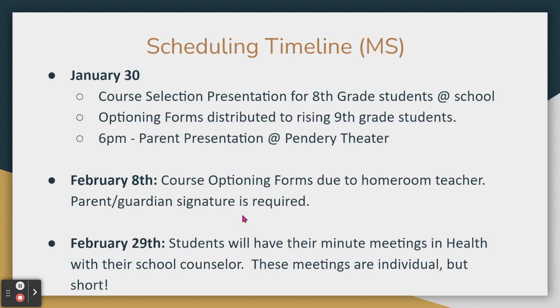For middle school, January 30th, there will be a course selection presentation at the school. Optioning sheets will be distributed to rising ninth graders. And at 6 p.m., there will be a parent presentation for interested students and families at the Pendry Theater. On February 8th, those optioning sheets will be due to the homeroom teacher, and the parent or guardian signature will also be required. For those middle school meetings, counselors will come to the middle school to meet with students during their health class. Once again, those meetings are important but short, so make sure that you have optioning sheets and questions in mind.